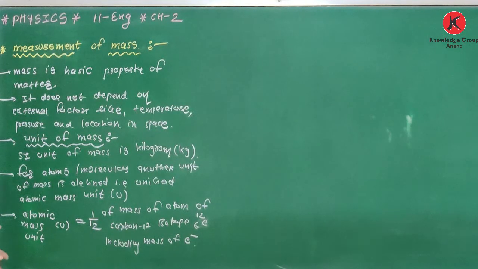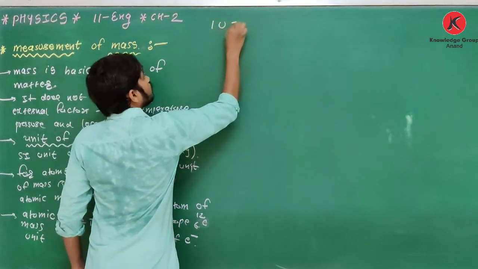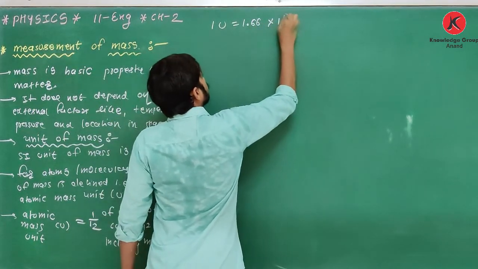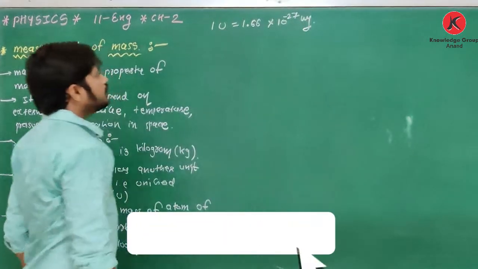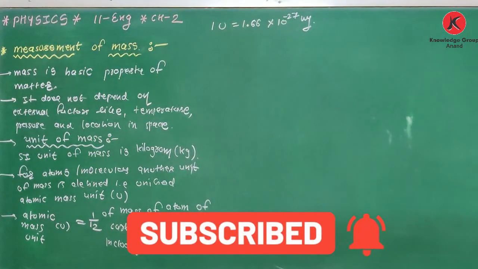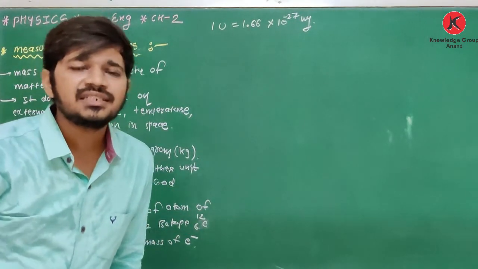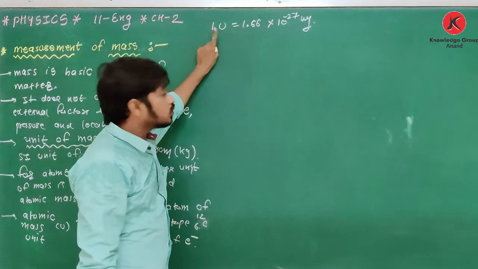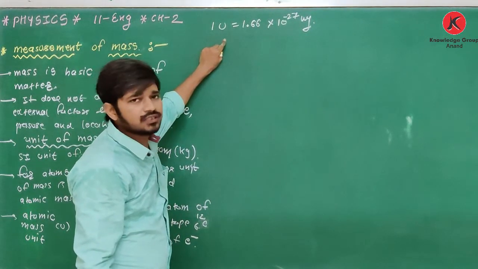And yes, what is the conversion? What is the relation between atomic mass unit and kilogram? So yes, 1 U is equal to 1.66 into 10 raised to minus 27 kg. So yes, you have to remember this relation. 1 U is equal to 1.66 into 10 raised to minus 27 kg.